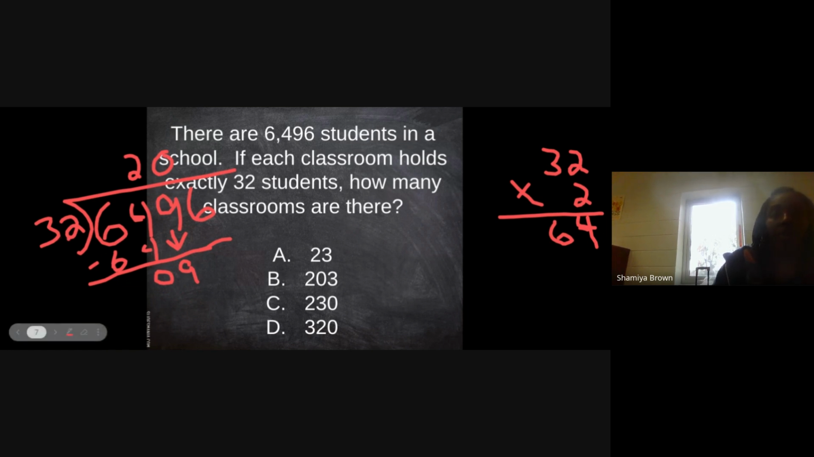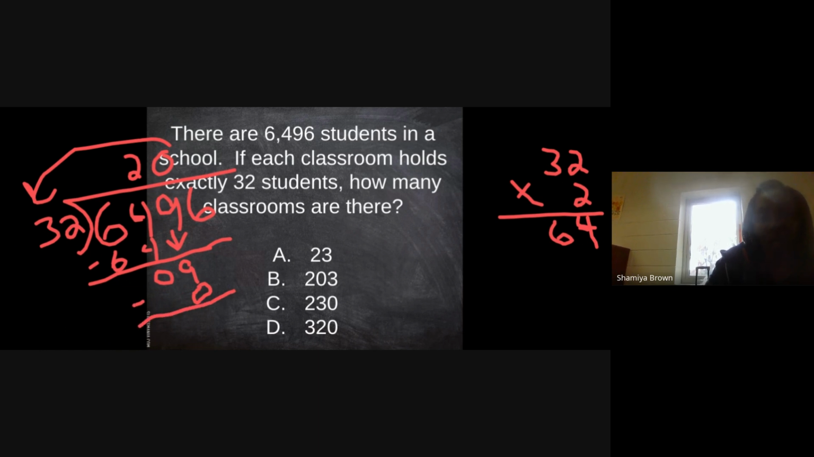Now I need to multiply 32 times 0. If I multiply 32 times 0, I get 0. So 0 goes here. Now I'm going to subtract. 9 minus 0 is 9. Then I'm going to bring down my 6. So now I need to see how many groups of 32 I can get out of 96.